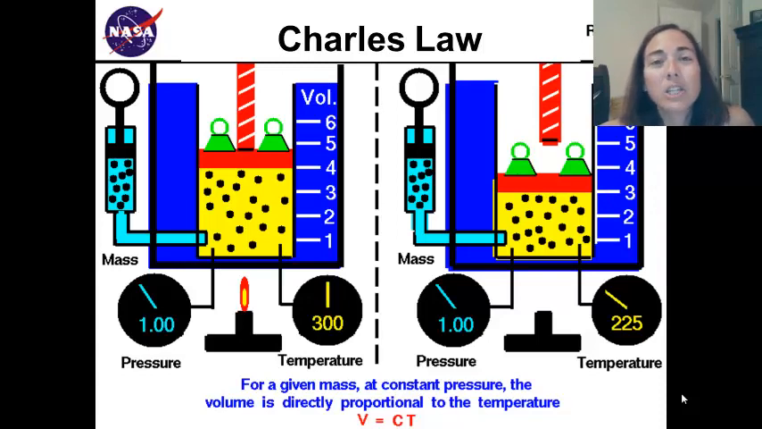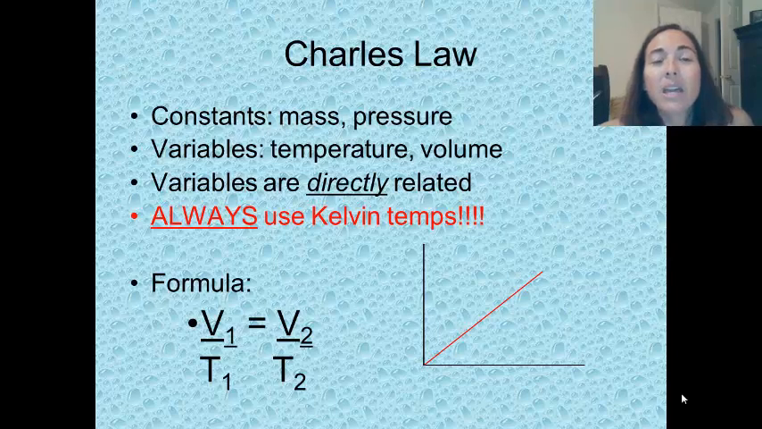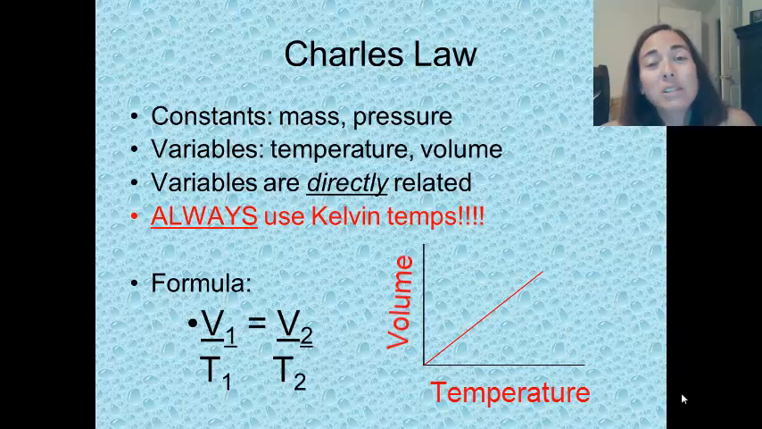So let's take a look at this formula. In Charles' law, the relationship between volume and temperature is a direct relationship. And you see here on the graph, volume's going to be on the y-axis, temperature's going to be on the x-axis. As temperature goes up, volume goes up. As temperature goes down, volume goes down. The things that are constant here are the pressure and the amount of gas in the sample.